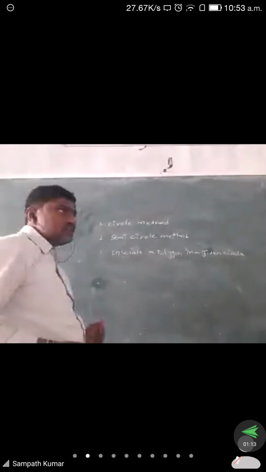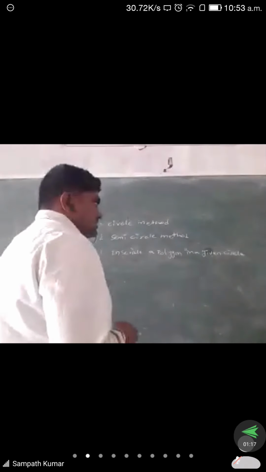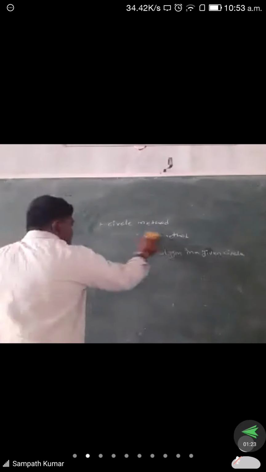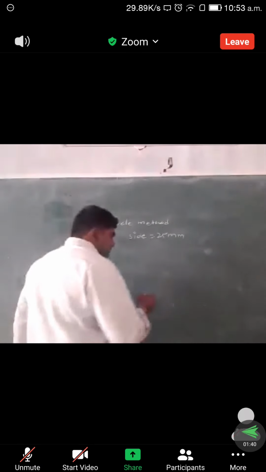Once again I will tell the procedure for the circle method. He has given the side. We have to assume the side length is equal to 20 mm or 25 mm. Okay, 25. The side length is equal to 25 mm. Then we have to draw using side 25 mm.